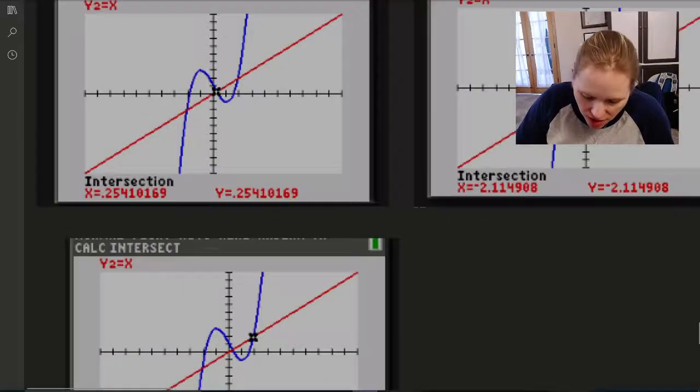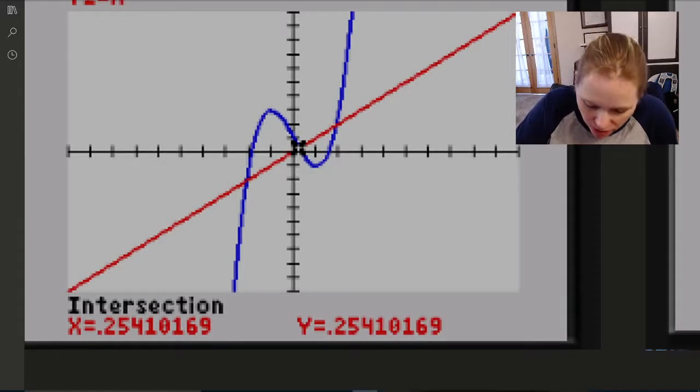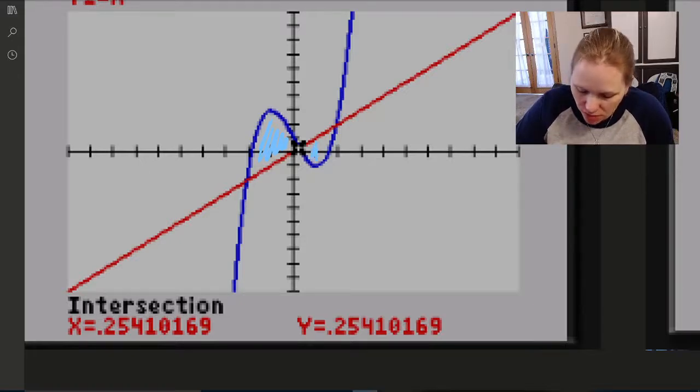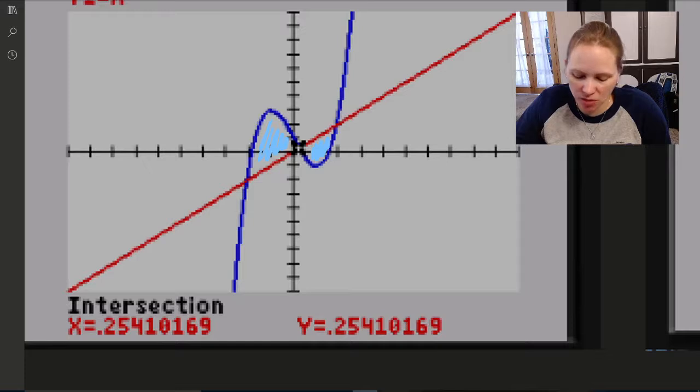So as I zoom in, here's the dilemma that I have. When I graph the two curves, the area trapped between them is this area here, and up here the blue curve is above. Over here the red curve is above. So I want to add these two areas together, which means I'm going to have to evaluate two separate integrals, and I'm going to have to split them.